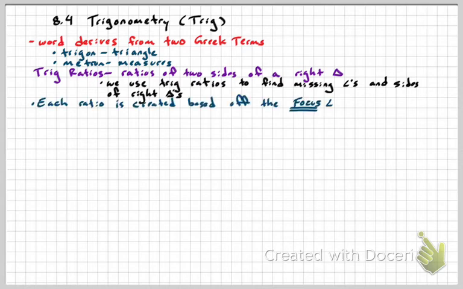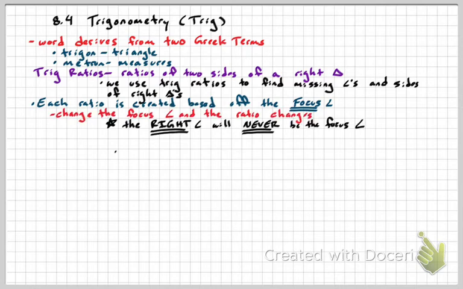So each ratio is created based off the focus angle. What I mean by the focus angle is either the angle measure you are given or the angle measure you are trying to find. One important piece of information: the right angle will never, ever be the focus angle. If you change your focus angle, then the ratio is going to change. So deciding what your focus angle is determines how you set up and solve your problem.